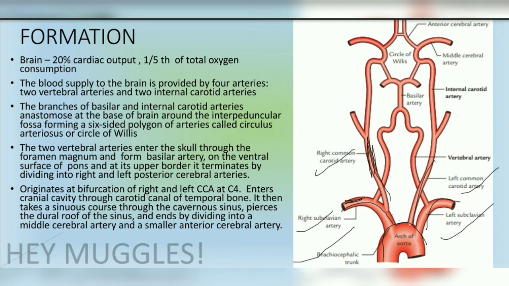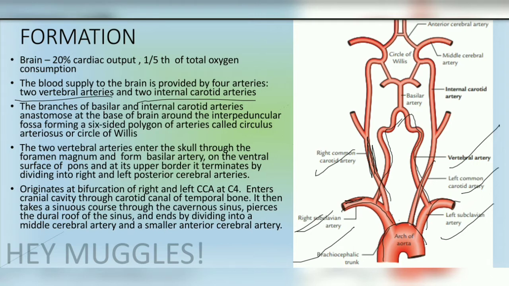The right subclavian artery further gives a branch, that is your vertebral artery, right? And from the left subclavian there also arises a branch, that is the vertebral artery, right? So the blood supply of the brain is basically provided by four arteries, that is your two vertebral arteries and two internal carotid arteries. So we saw that the vertebral arteries arise from the right and left subclavian arteries respectively, right?